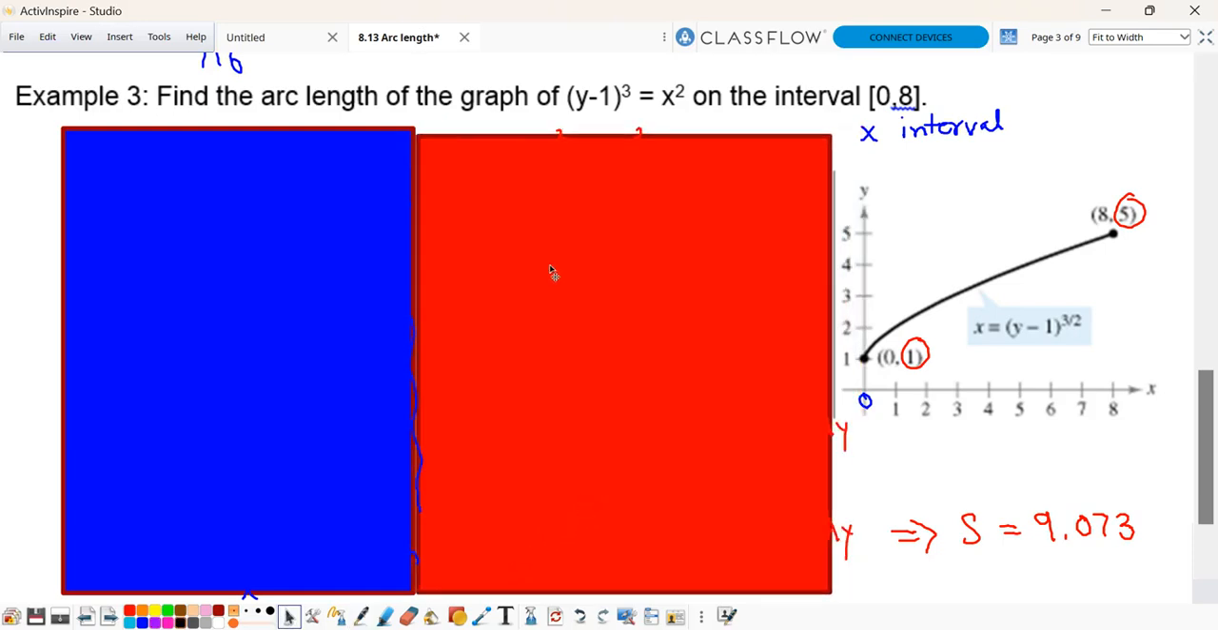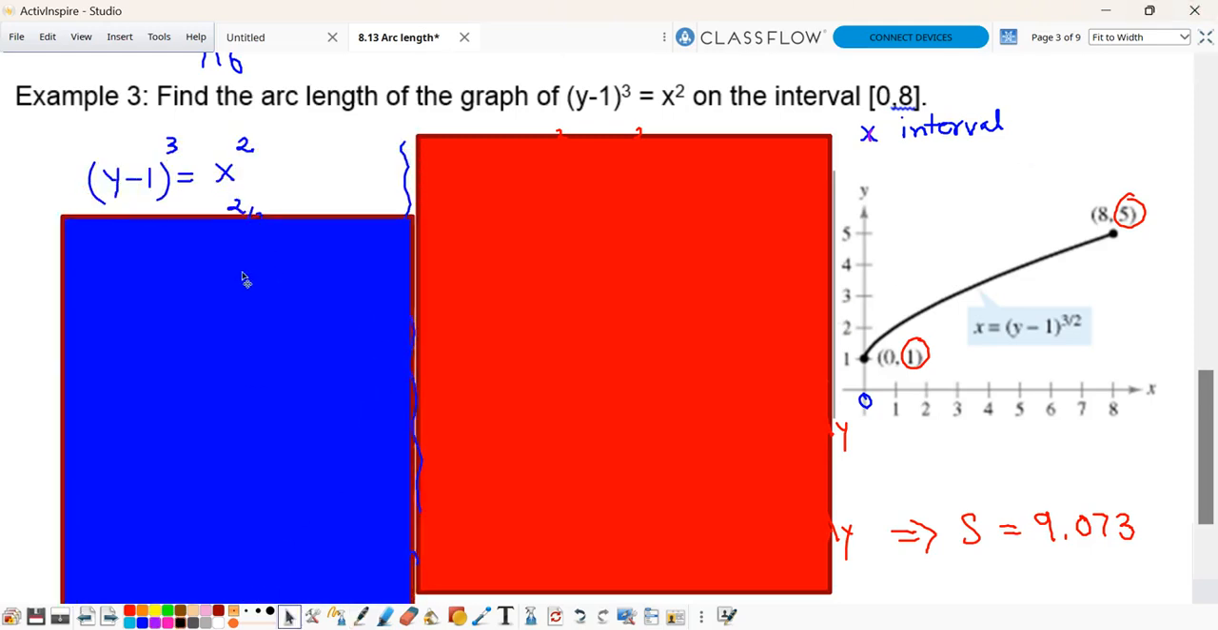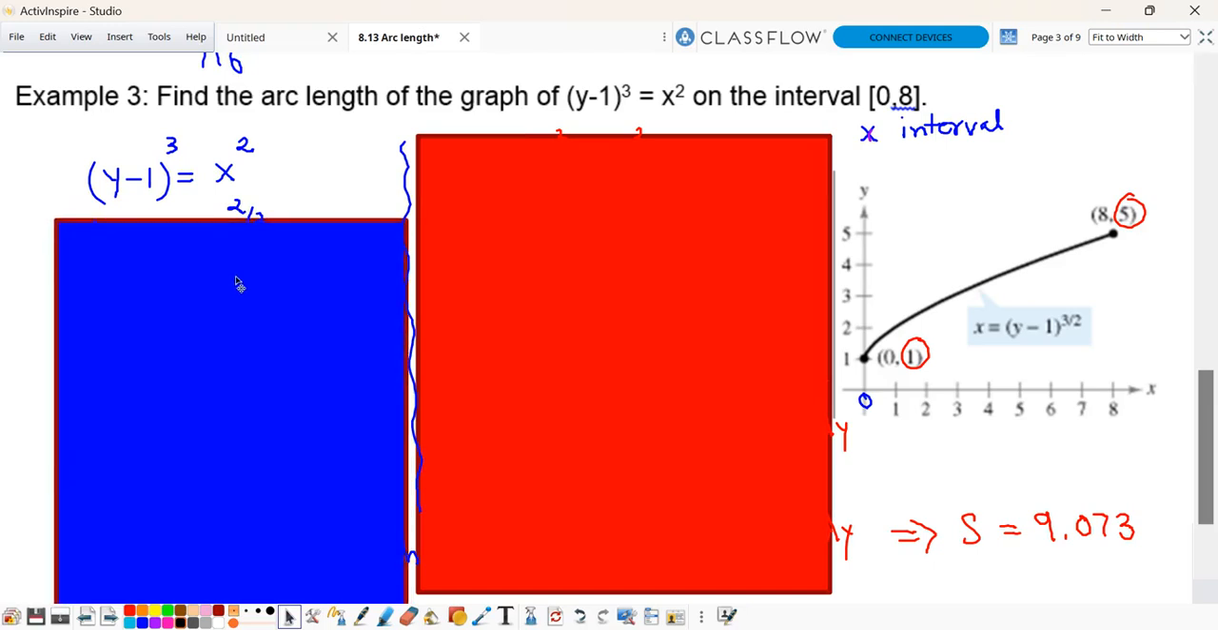Let's take a look at another example here. So clearly you are given this graph, and this is a function (y minus 1) cubed equals x squared on the interval 0 to 8. So this is your x interval. The graph is given to you, so you should understand this is 0 to 8. Now, what shall we do, in terms of x or in terms of y? So let's check first of all our normal way, which means in terms of x. So you have to find dy/dx.